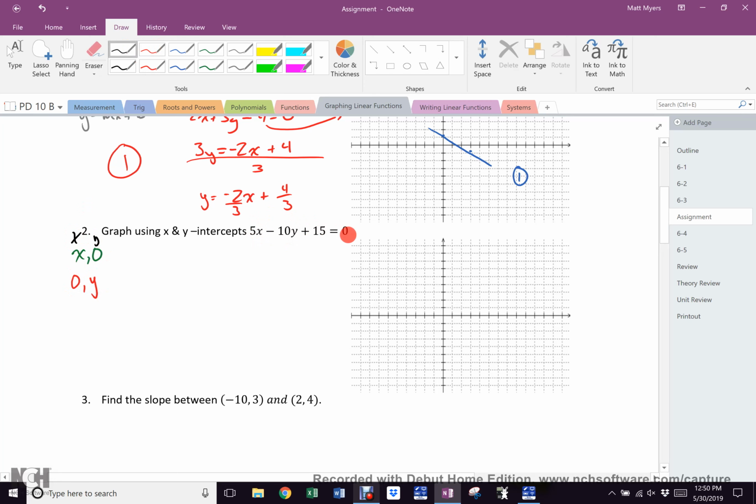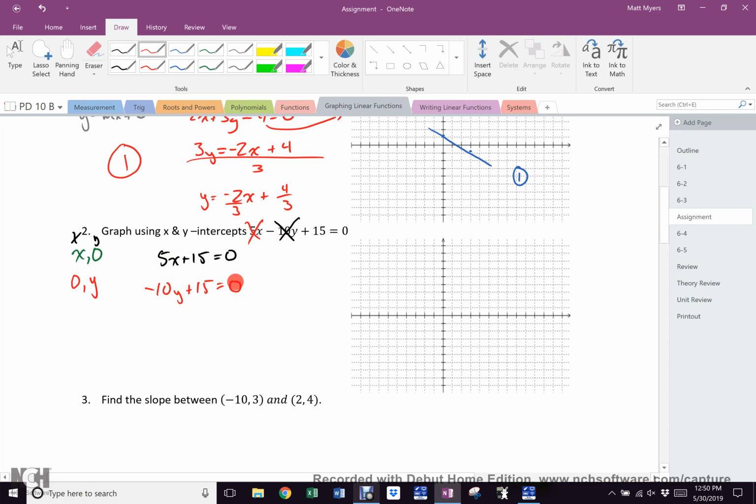So all I have to do is take these values and put them in here. If y is 0, what happens to this? It drops out. And I get 5x plus 15 equals 0. If x is 0, what happens to this? It drops out, and I get negative 10y plus 15 equals 0.